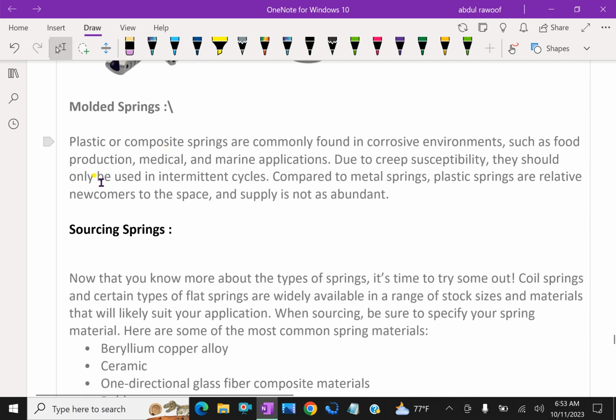Molded springs. Plastic or composite springs are commonly found in corrosive environments such as food production, medical, and marine applications. Due to creep susceptibility, they should only be used in intermittent cycles. Compared to metal springs, plastic springs are relative newcomers to the space and supply is not abundant. There are some particular uses.